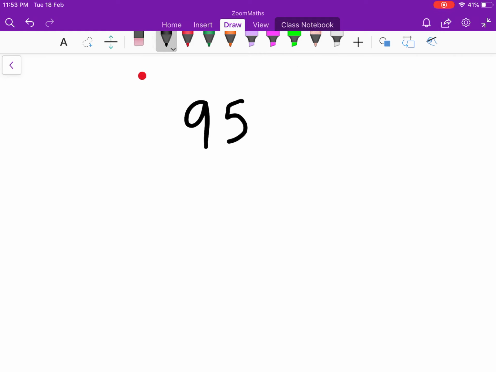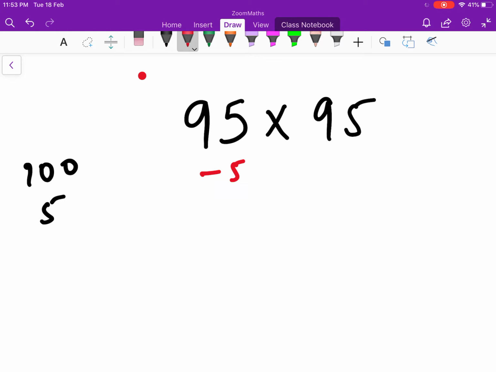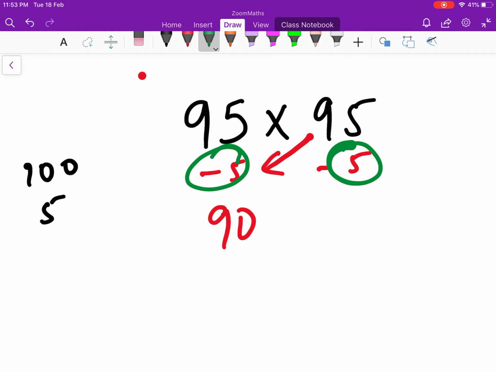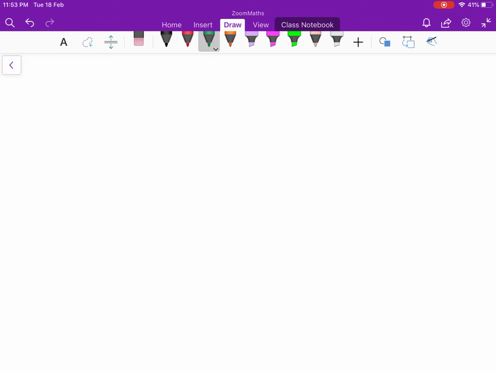Let's say 95 into 95. Okay, so base is 100, deviation is minus 5 over here. Now what is going to be the sum of this? 95 minus 5 is 90. And what is the product of these two? Minus 5 minus 5 is 25. Answer is 9025. See how simple is this? Let's take one more number.